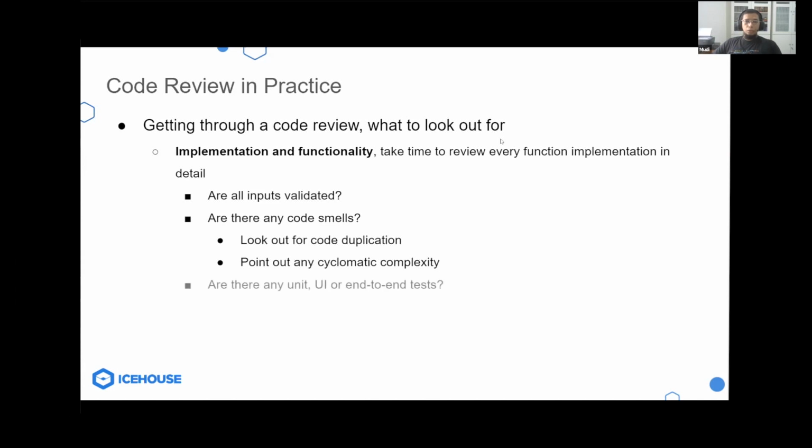Okay. So you should check also if there are any unit, UI or end-to-end tests. It's important that each code change submission is testable and has automated tests related to it. Those tests should be correct, sensible, useful, and sufficient test coverage is ensured, like positive, negative, and edge cases.